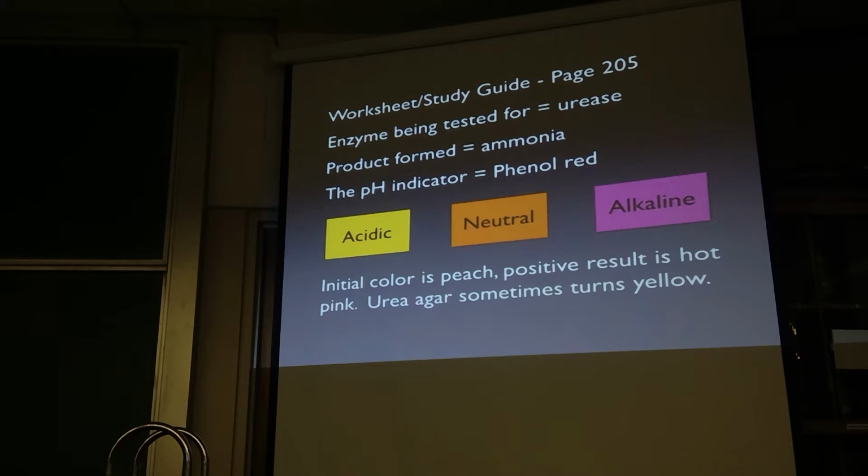Also, if it's yellow, it's not a positive urease reaction. So the tubes start neutral. They can stay neutral or they can turn yellow. Both of those are a negative urea hydrolysis. If they do this, that's positive urea hydrolysis. It has to be hot pink.